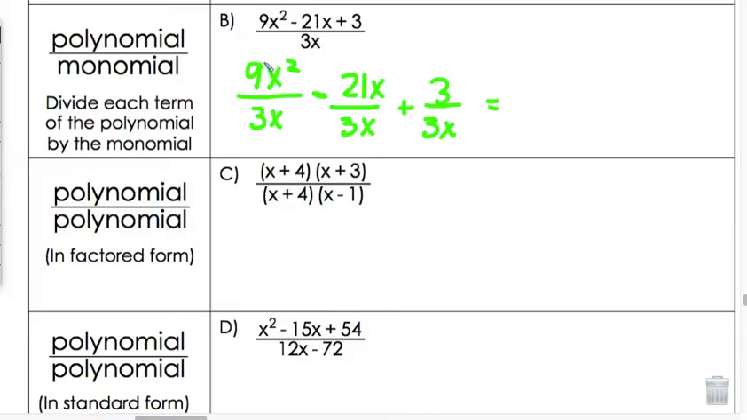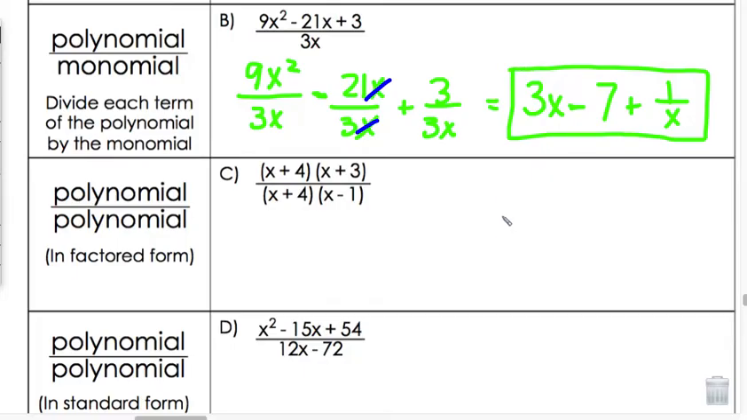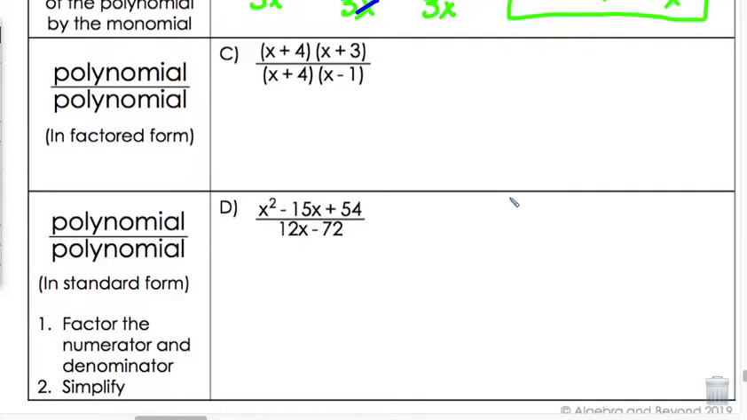So 9 divided by 3 is 3, and x squared divided by x will give me x. Minus 21 divided by 3 is 7, and the x's will cancel. And then I have 3 divided by 3 is 1, and the x is going to stay in the denominator. So this would be my final simplified answer.